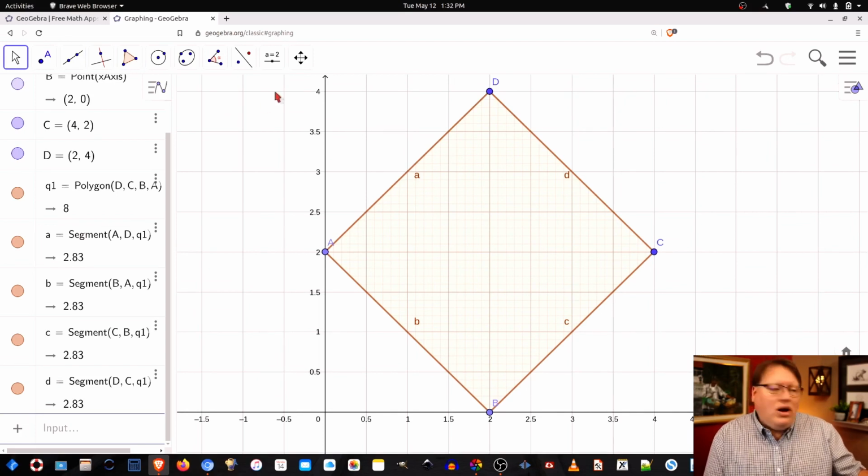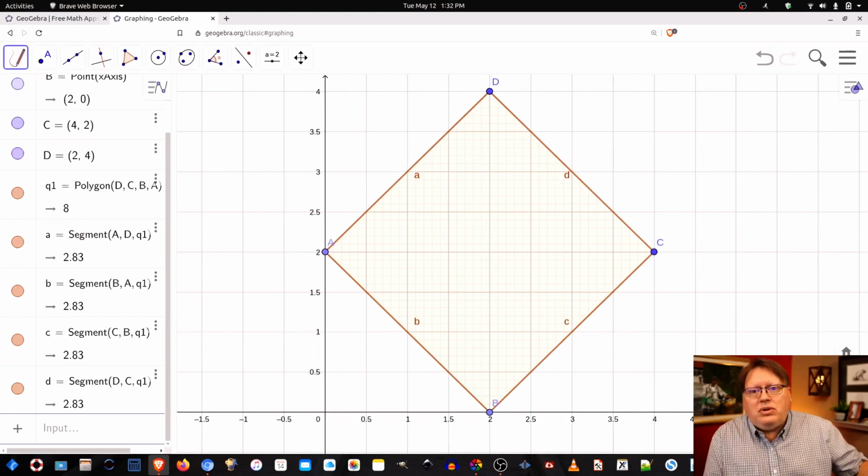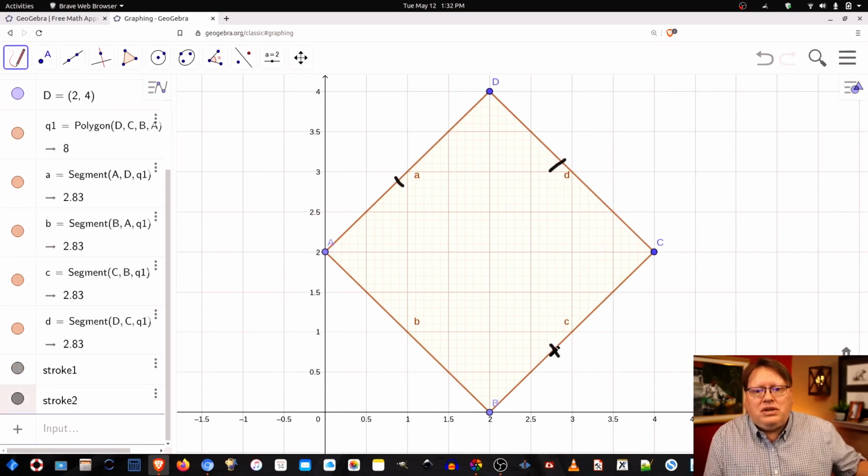And now I want to check the side measures A, B, C, and D. If I look at A, I have 2.83. Side B measures 2.83. Side C measures 2.83. And side D also measures 2.83. So we're going to come over here, and if I want to mark that, I'm just going to put a tick mark on each of these sides, because I have shown that these are indeed congruent sides.